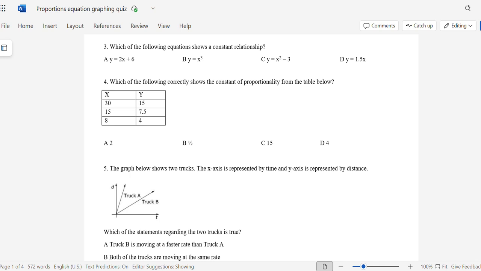The table is listed with x and y. X 30, y 15, x 15, y 7.5, x 8, y 4. Which of the following correctly shows the constant of proportionality from that table? A 2, B 1/2, C 15, D 4.